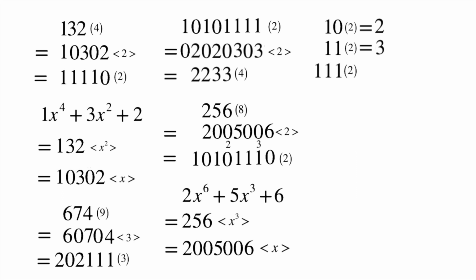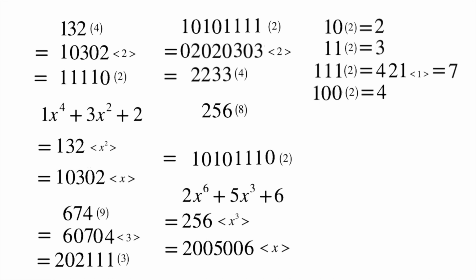Knowing 111 as 4 plus 2 plus 1. 7. And 100, only 4. You can skip this line, like 4 plus 2, 4 plus 1, only 2.